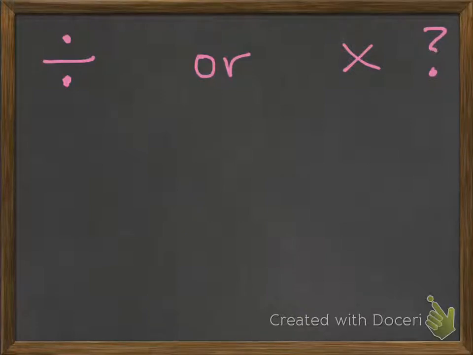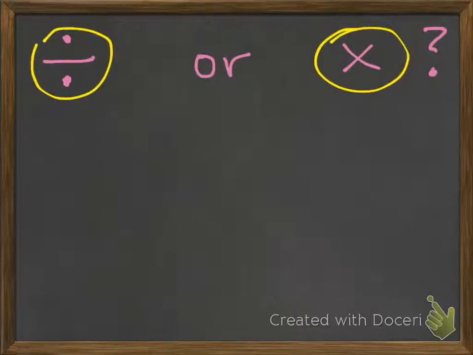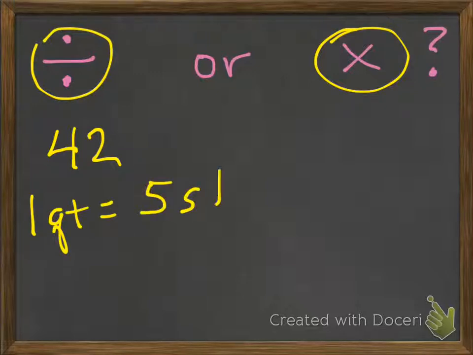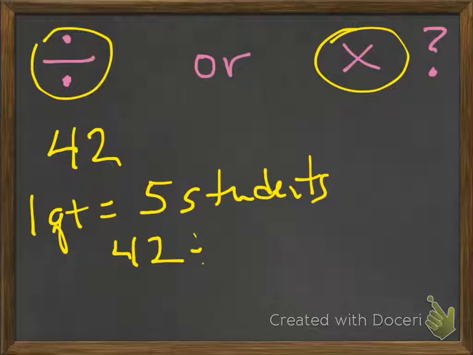Alright, so the question is, do we want to divide or do we want to multiply? We know that there are 42 students and that 1 quart helps serve 5 students. So what are we going to do? Well, in this case, we really want to divide. So we're going to start off with 42 divided by 5, and that'll let us know how many quarts we're going to need. We can solve it in a lot of different ways.